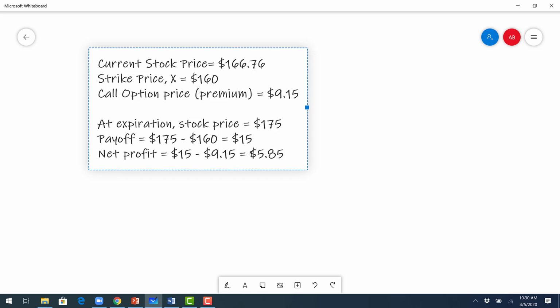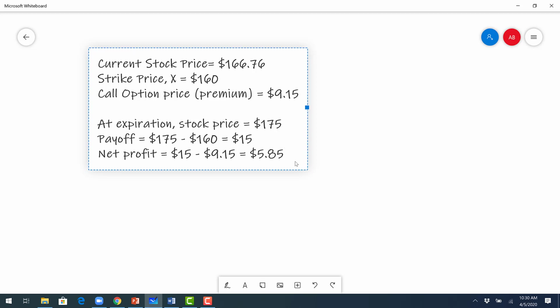$5.85. This is your net profit from this option position, right? And this is of course before transaction cost, so we are not accounting for any commissions or bid ask spreads and things like that. We are ignoring those things for simplicity. So this is how much you would end up with.